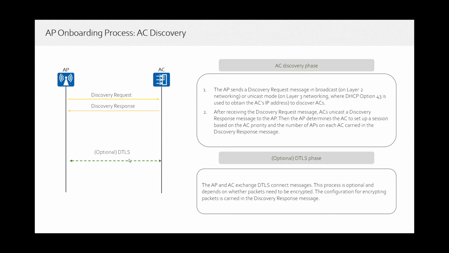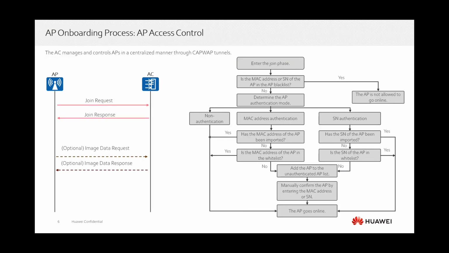Then we could move to the AP access control. After the AP successfully discovers the AC and establishes a session with it, they start to establish a control channel with each other. As we can see in the flowchart on the right, the AC determines whether to allow the AP to access the network based on various factors, including the AP blacklist, whitelist, AP authentication mode, and whether the AP has been imported.